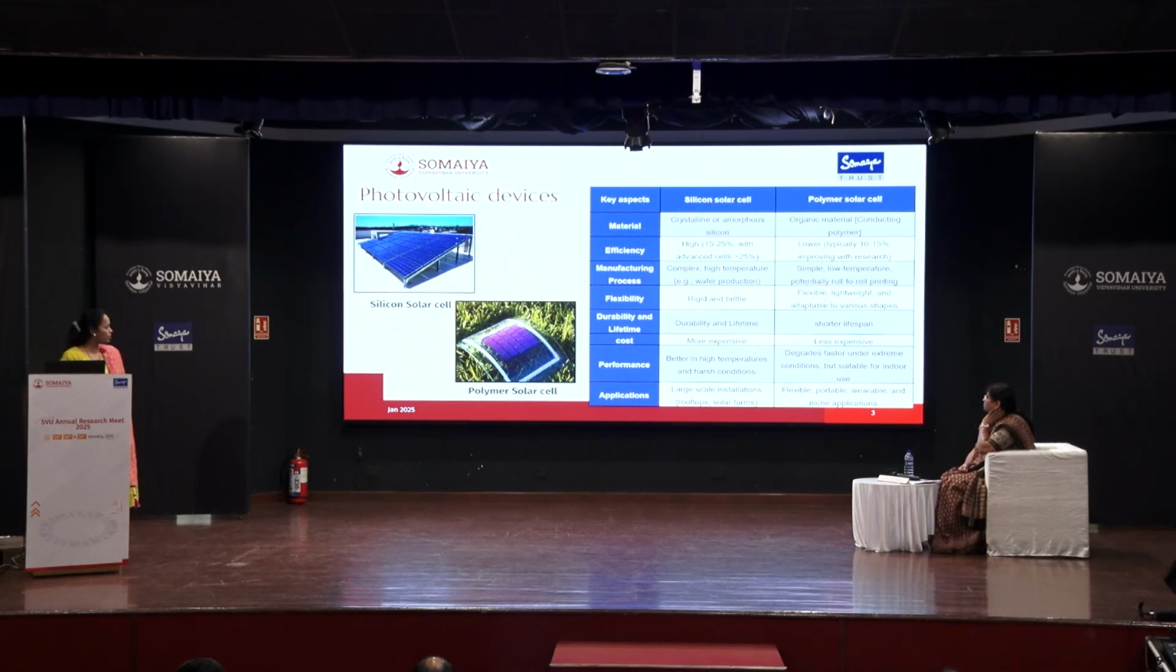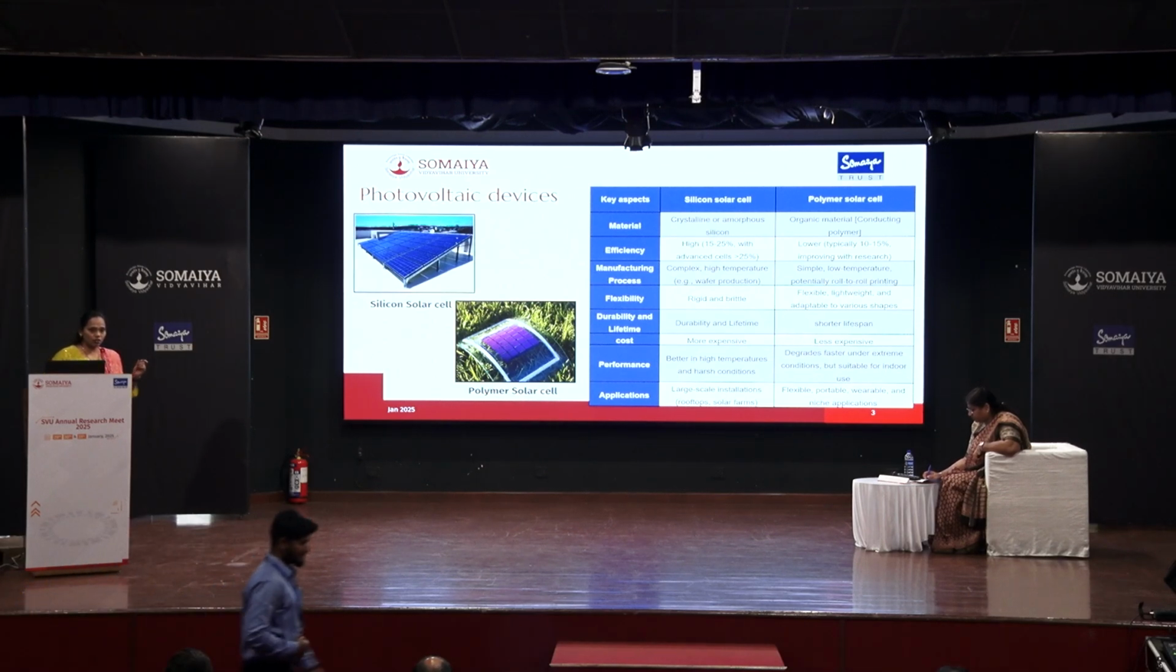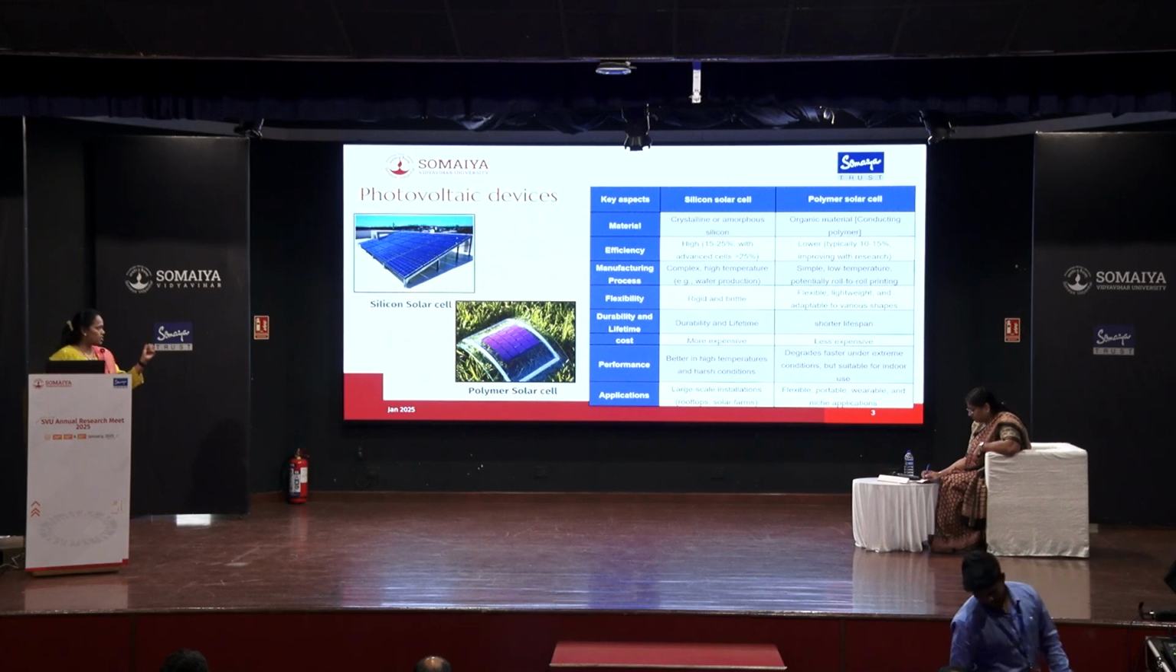Here you can see that the silicon solar cell has a positive side, high efficiency, and because of that we use crystalline or amorphous silicon cells. The process for making a silicon solar cell is very expensive. In manufacturing, we require very high temperature for wafer production, so the cost is very, very high. Instead, if we use a polymer solar cell, an organic material or polymer, the process is very simple. We can use solution processing.